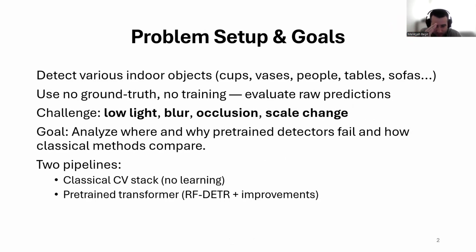Why does it matter? Because in the real world, your robot does not get to ask people to turn on the lights or hold still for a perfect photo. We need to understand where and why our best models fail and see how they compare to classical computer vision approaches. We are comparing three approaches: one, a classical computer vision pipeline of fundamental methods I built from scratch; two, the original RF-DETR transformer; and three, my improved version of RF-DETR.